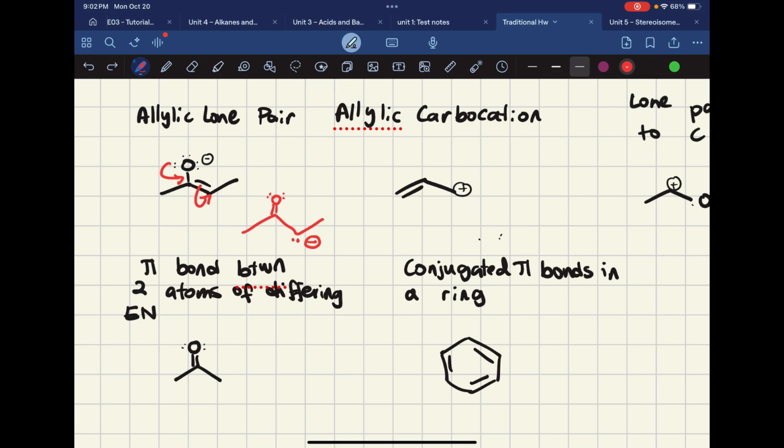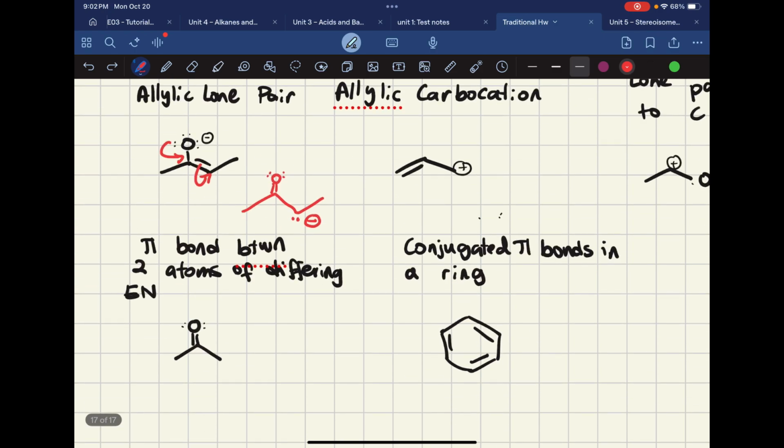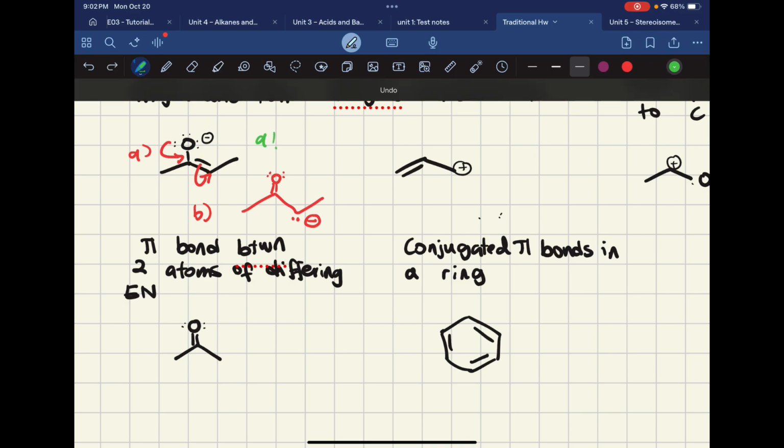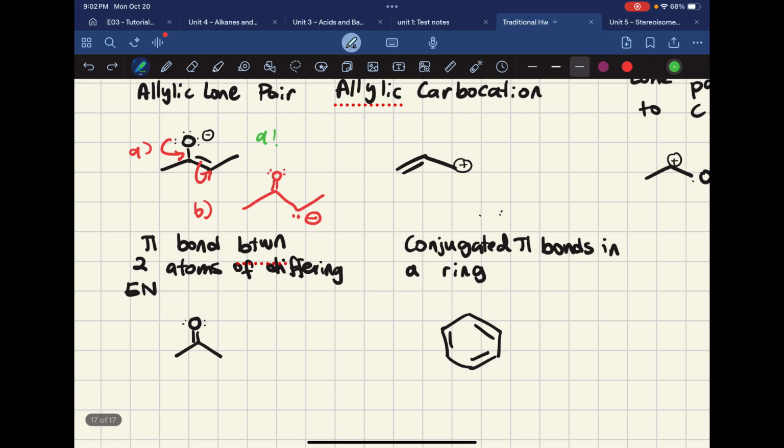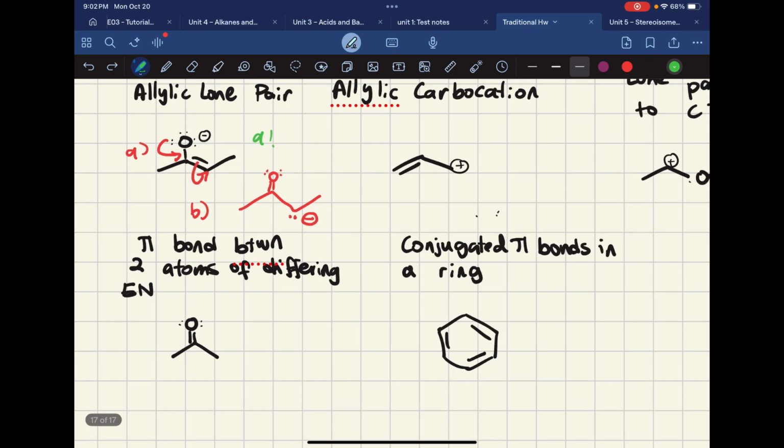Now, which do you think is going to be more stable? Resonance structure A or B? Well, the more stable one is going to be A, and the reason is because we have a negative on a more electronegative atom. More electronegative atoms have a better pull on electrons, which means they're happier handling that negative charge. Versus carbon, right? Carbon is less electronegative than oxygen. Hence, we would prefer compound A.